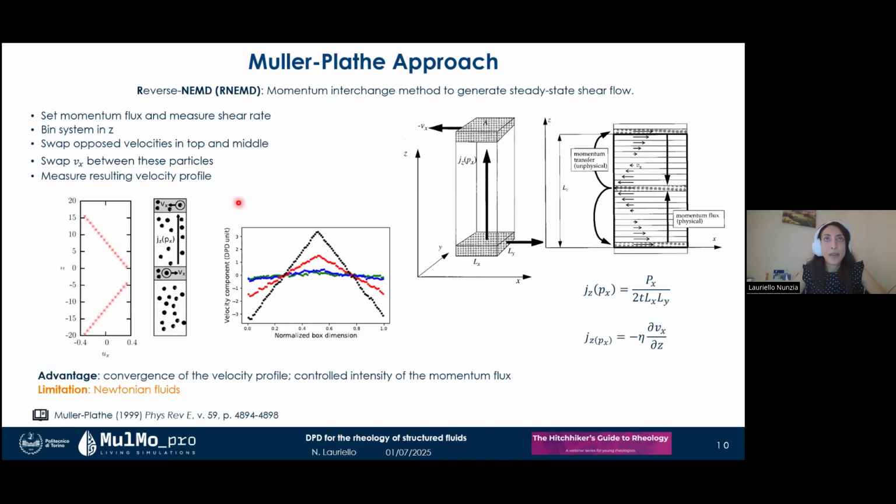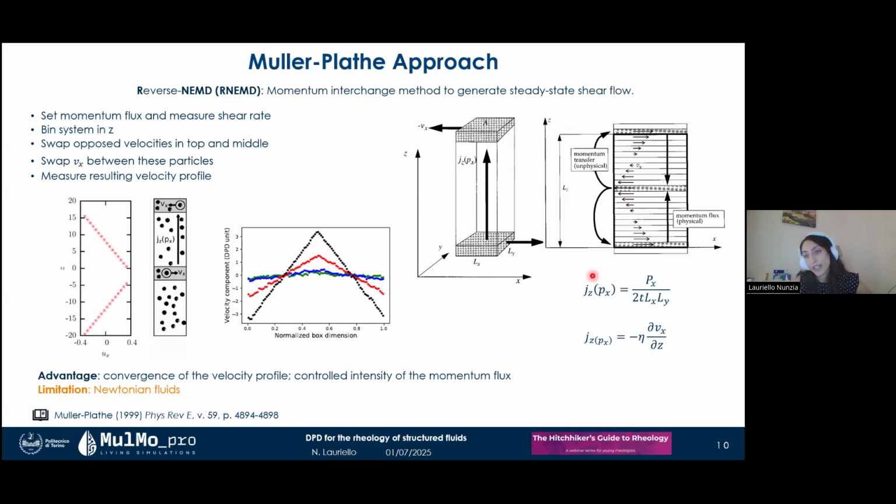The Müller-Plathe method is a reverse non-equilibrium method. A steady-state shear flow is generated in the system by imposing a momentum flux. How does it work? The system is divided into a finite number of layers in the z direction, slabs. Then a bead with the largest momentum in the x direction is chosen from the top layer, as well as a bead with the smallest momentum selected from the middle layers, and the momentum of both beads is then swapped. Then the viscosity is computed by measuring the velocity gradient in the system.